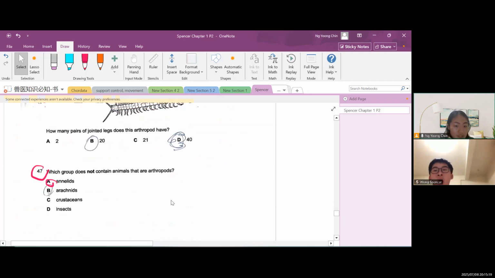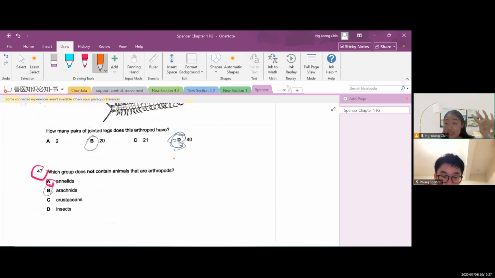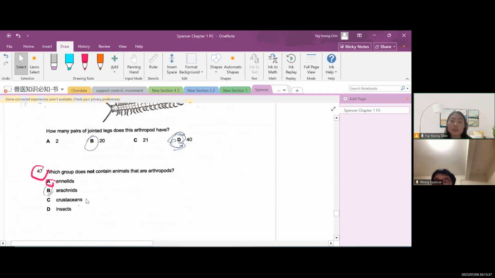Okay, then for this one, which group does not contain animals? They are arthropods. There are 4 types of animals under arthropods. Arachnids, for example spider. How about crustaceans? Crustaceans will be the crabs and the lobster. Usually it's the food that you like to eat.